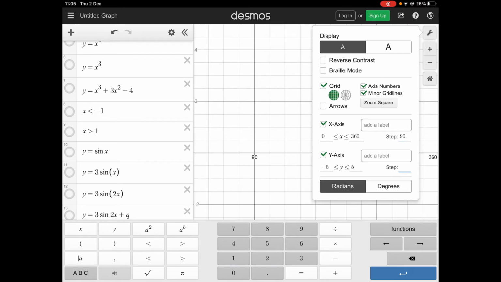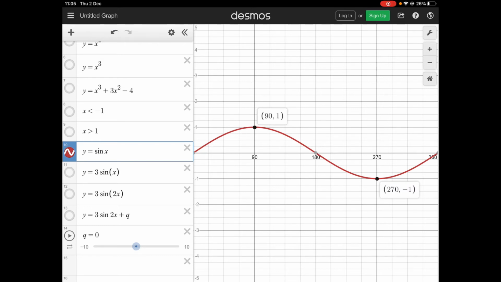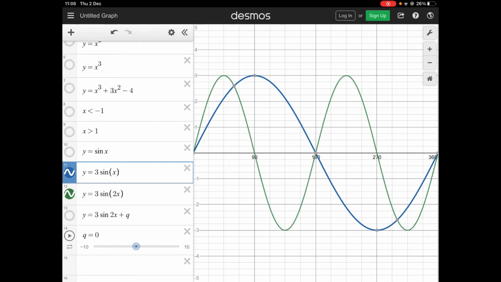And on the y-axis, increments of 1, and we'll change it to degrees. And looking at y equals sine x, immediately we can see that y equals sine x has 3 roots, and it has a maximum turning point at (90 degrees, 1) and a minimum at (270 degrees, -1). We can change our amplitude to y equals 3 sine x, which increases the height of the graph. And we can also change the number of waves that we see within the graph, and you can see the benefits of being able to show the one graph at the same time.